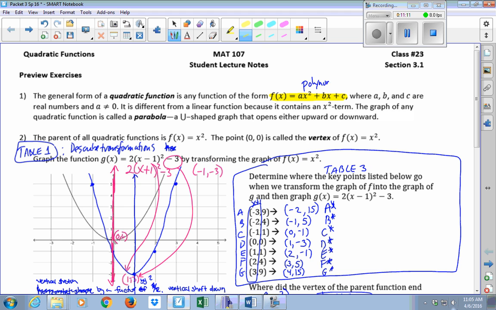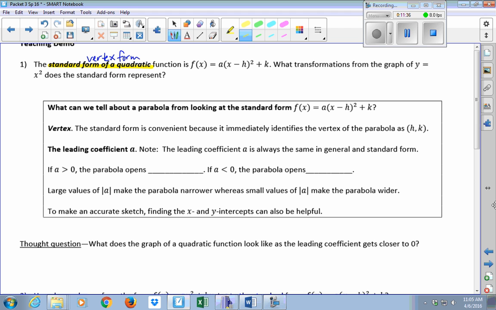So remember, your polynomials have all real numbers for their domains. All of the exponents are nice. They're whole numbers, 0, 1, 2, 3, 4. No negative exponents and no fractions. So polynomials are kind of nice functions. They're easy to graph for the most part compared to other functions we look at. All right, except for straight lines, which are pretty easy. All right, so let's see what we can tell about a parabola from looking at the standard form.